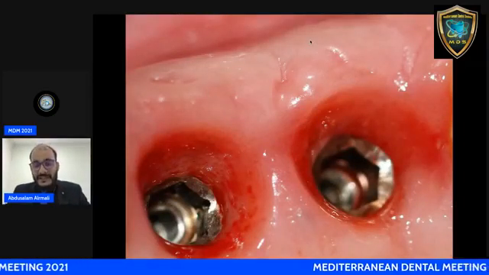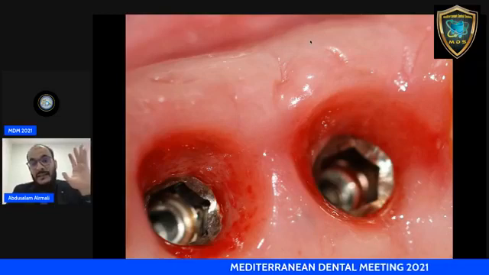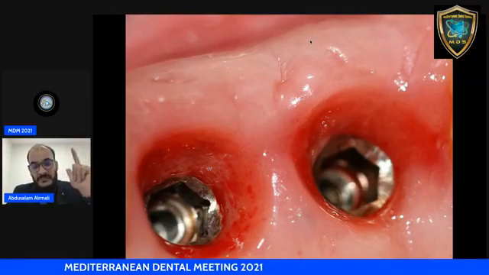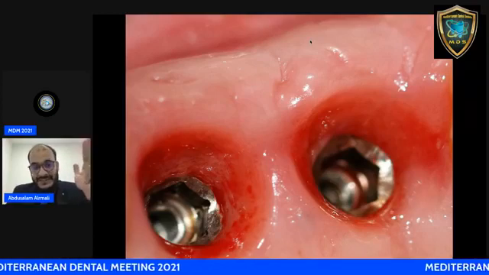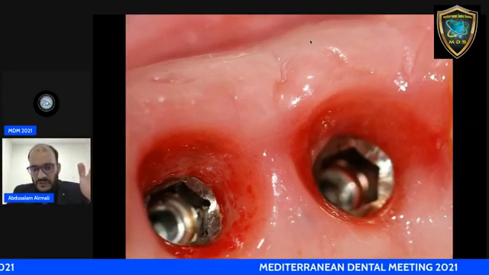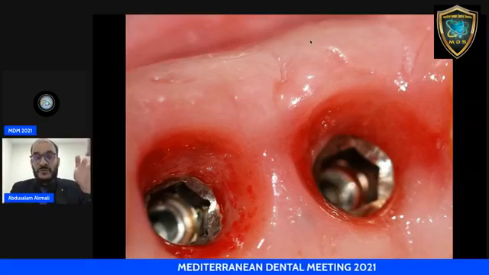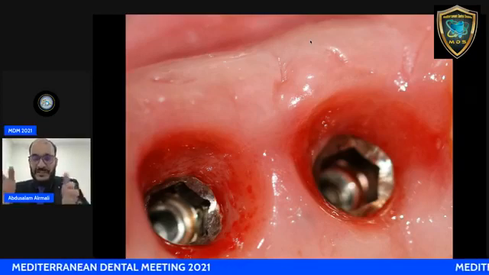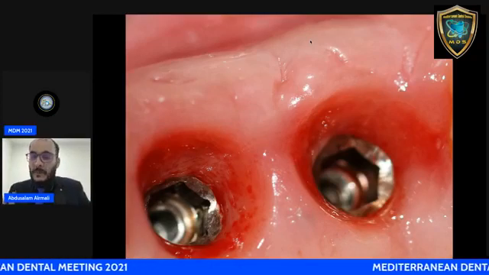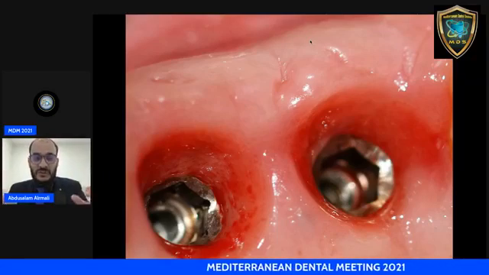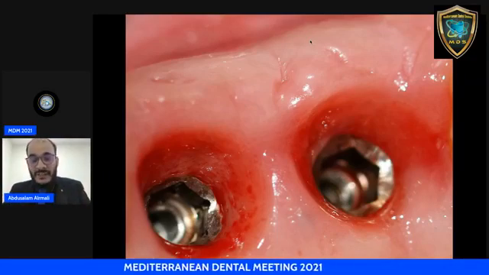How can we prevent that? By respecting the 3D implant positioning, restoring the implant prosthetically driven, not surgically driven. Don't follow the bone, don't follow the surgical skills. You have to follow prosthetically driven implant position, respecting the distance between multiple implants. If you're going to place multiple implants, respect the soft tissue thickness, respect the soft tissue height.